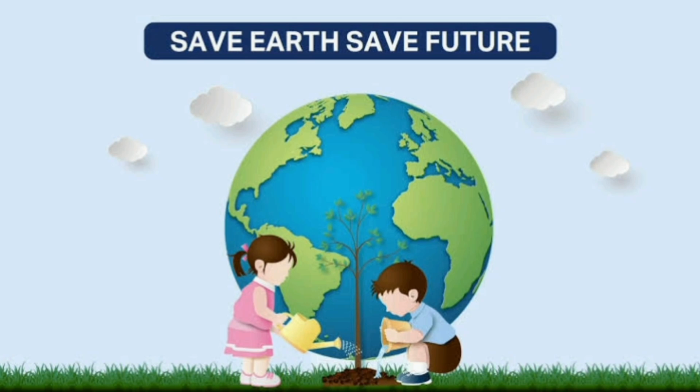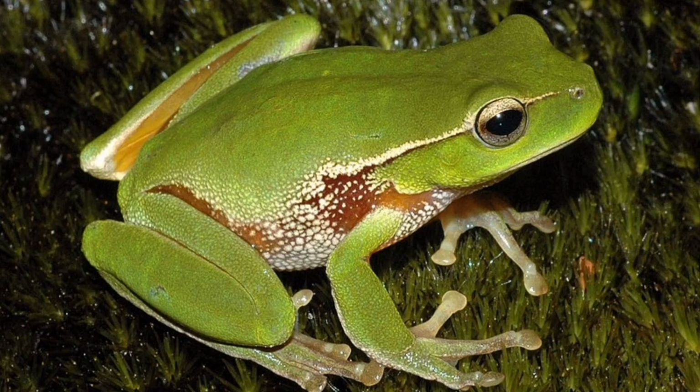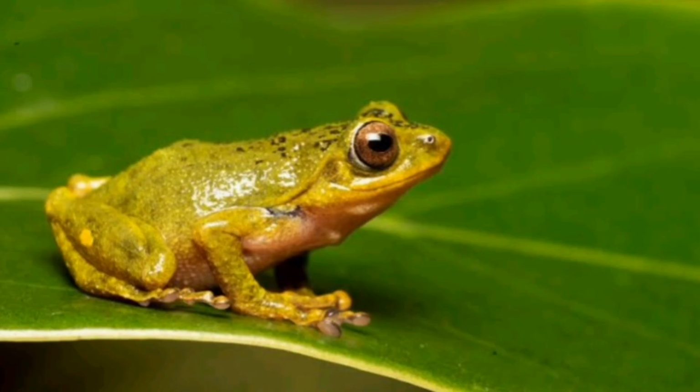Now let's study lesson 5. In lesson 5 we will talk about a type of animal called amphibians. What is the meaning of amphibians? They are small animals that live on land and in water.